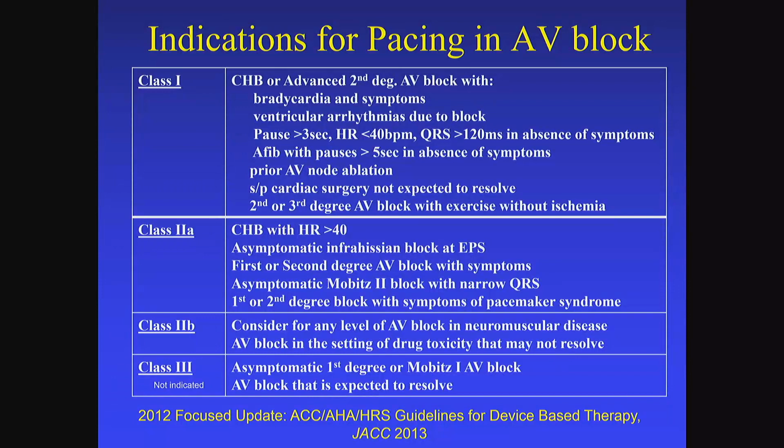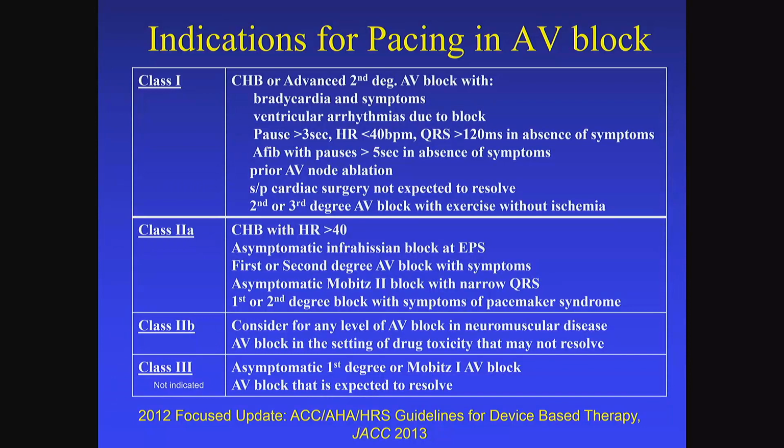Indications for pacing in patients with AV block are shown on this slide. Complete heart block or advanced second degree heart block with bradycardia and symptoms, ventricular arrhythmias due to block, pauses of greater than 3 seconds, heart rate less than 40, widened QRS in the absence of symptoms, and atrial fibrillation with pauses greater than 5 seconds in the absence of symptoms, prior AV node ablation, and second or third degree AV block with exercise without ischemia are all class 1 indications for AV block.